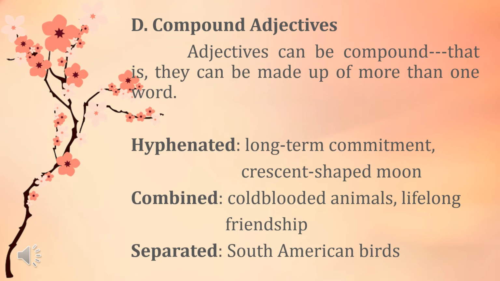Let us have the fourth classification, which is the compound adjectives. Now, adjectives can be compound. That is, they can be made up of more than one word. From the word itself, compound, it is a combination of more than one word. We have different compound adjectives in form. We have hyphenated, combined, and separated.